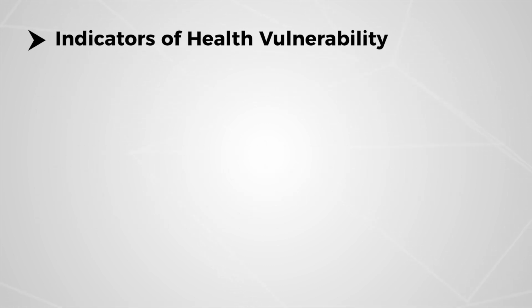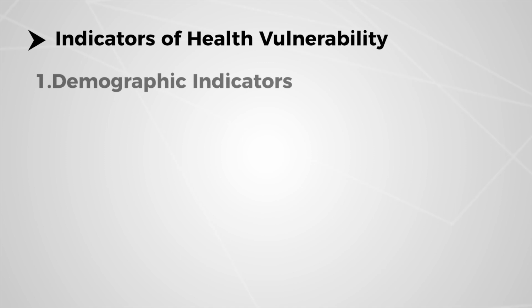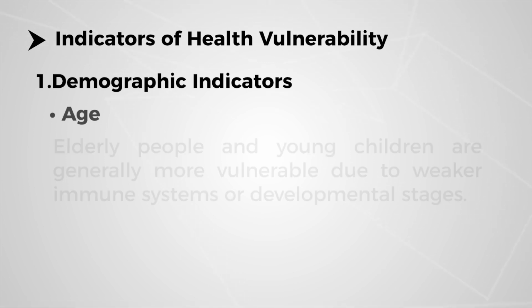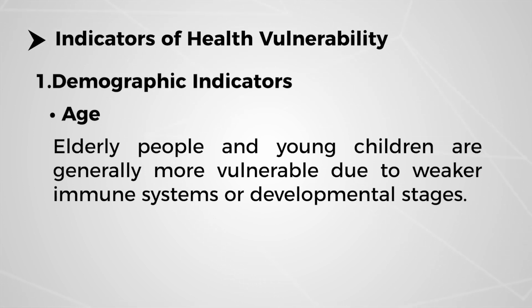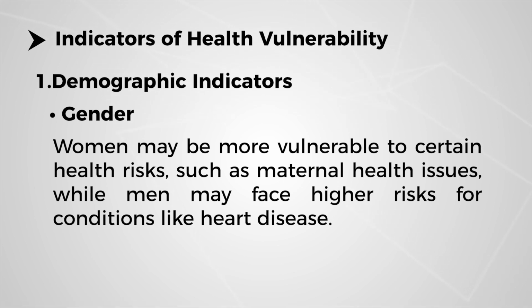Then indicators of health vulnerability are metrics or variables that help in assessing the level of susceptibility of a population or individual to health risk. These indicators can be grouped into several categories, and within that we have demographic indicators. Age: elderly people and young children are generally more vulnerable due to weaker immune systems or developmental stages. Then gender: for example, women may be more vulnerable to certain health risks such as maternal health issues, while men may face higher risk for conditions like heart disease.